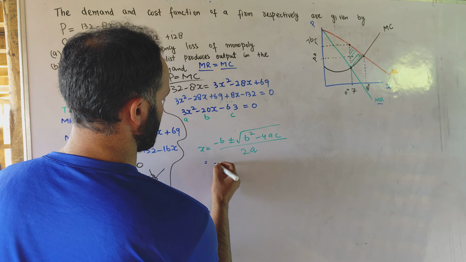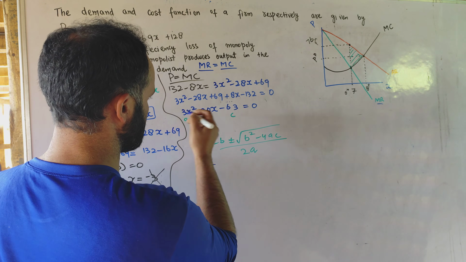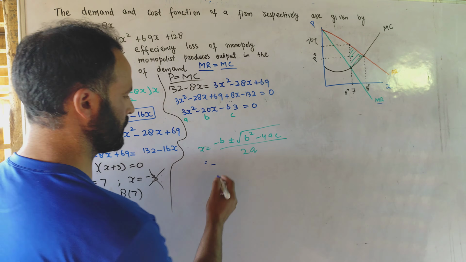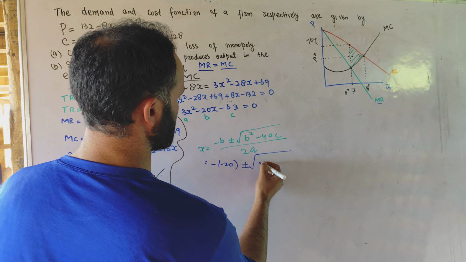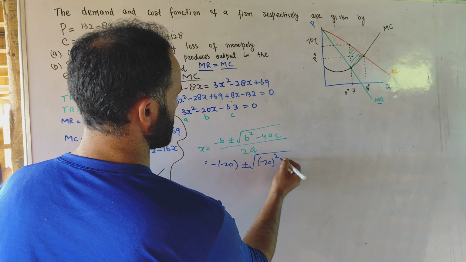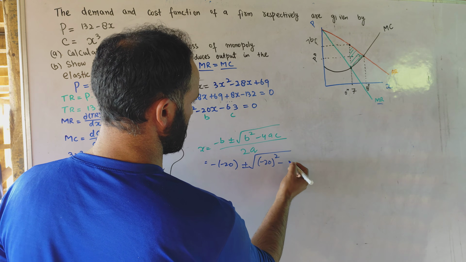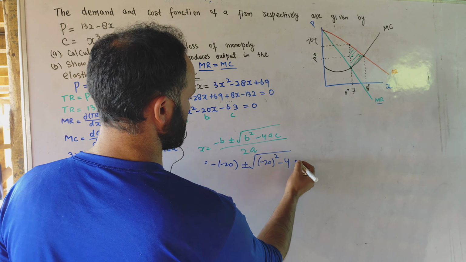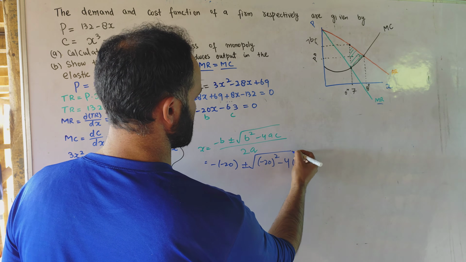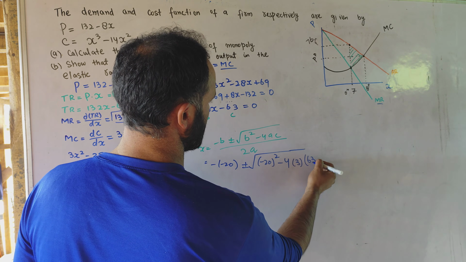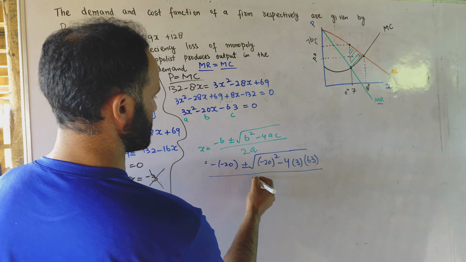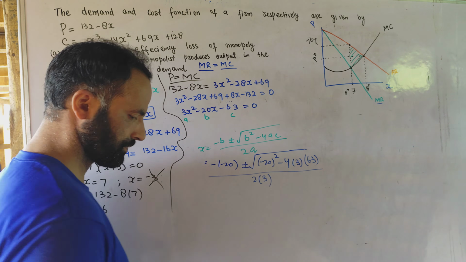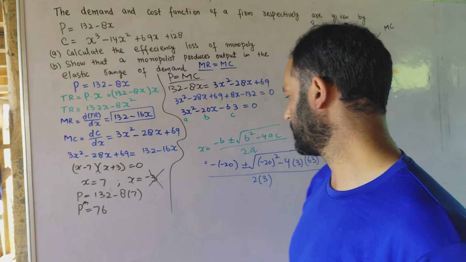So we have minus b, and the coefficient of x is minus 20, so minus minus 20. Then plus minus the square root of b square, which is minus 20 square, minus 4 times a, which is 3, and c, which is minus 63. Then divided by 2 times 3. It is a very big calculation, so bear with me.